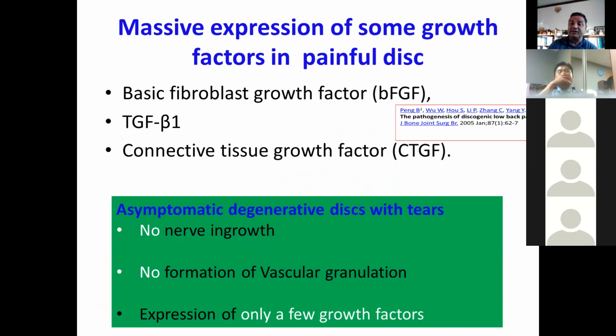When there is just disc degeneration but no pain symptoms, it is found that there is no nerve growth, no formation of vascular granulation, and only the expression of a few growth factors. So we have to differentiate between symptomatic and asymptomatic discs. Every degenerative disc may not be symptomatic at all. It may be asymptomatic. So it's a challenge to differentiate between these two. But there are some methodologies that are utilized to find the painful disc.